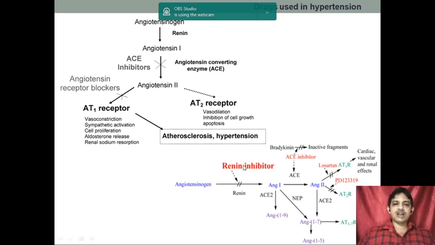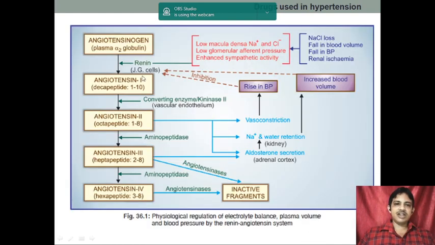The other category of drug is the renin inhibitor. Now, a renin inhibitor directly inhibits the renin. Clear? Directly it inhibits the renin, which is secreted from the juxtaglomerular cell. Now, if the renin is inhibited, there is no conversion of angiotensinogen to angiotensin 1 and further to angiotensin 2 and 3. So, there will be no rise in blood pressure. Blood pressure will decrease. So, this is the mechanism of these three categories of drugs: ACE inhibitor, AT1 receptor blocker, and renin inhibitor, how they affect and reduce the blood pressure.